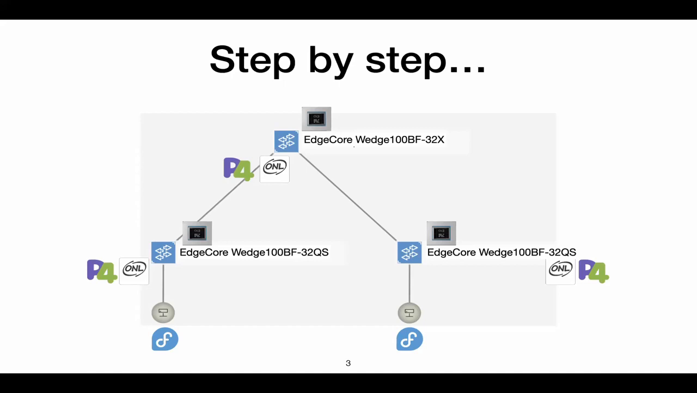And interestingly, here we have 2 different types of switches. The ones on the bottom that are supposed to run a lot of functions are, in our case, Edgecore Wedge 100BF-32QS. And the one that interconnects those switches is a 100BF-32X. There's only 2 letters of difference, but that changes the ASIC inside. So it's not exactly the same thing on both of them, even though they are very similar.